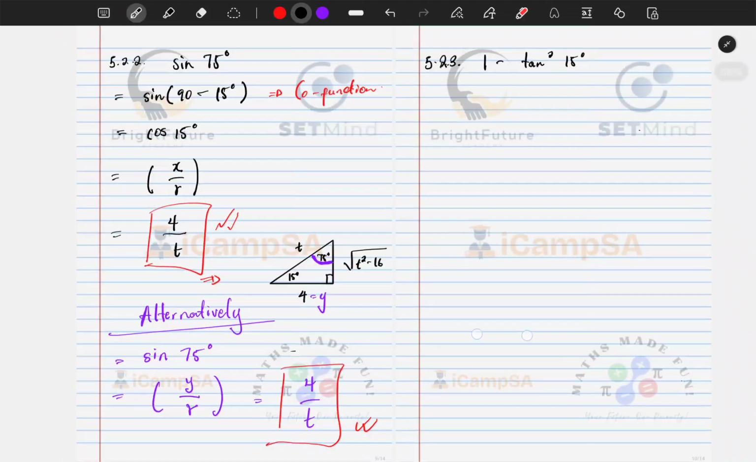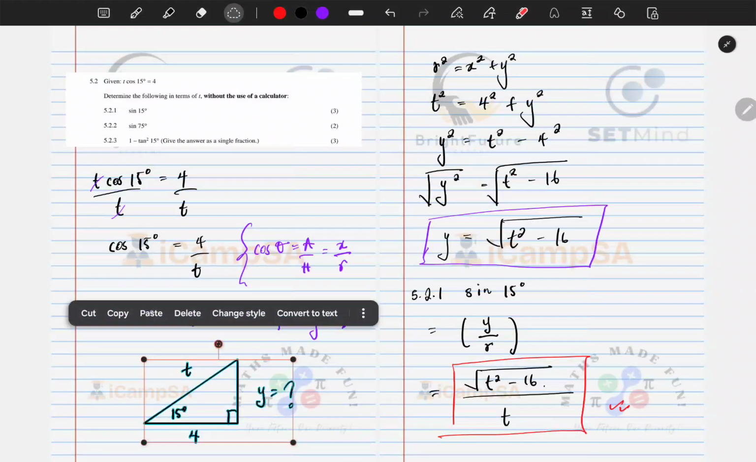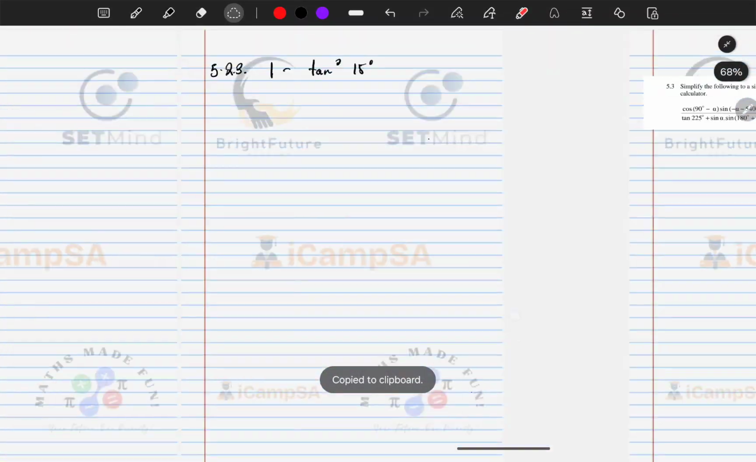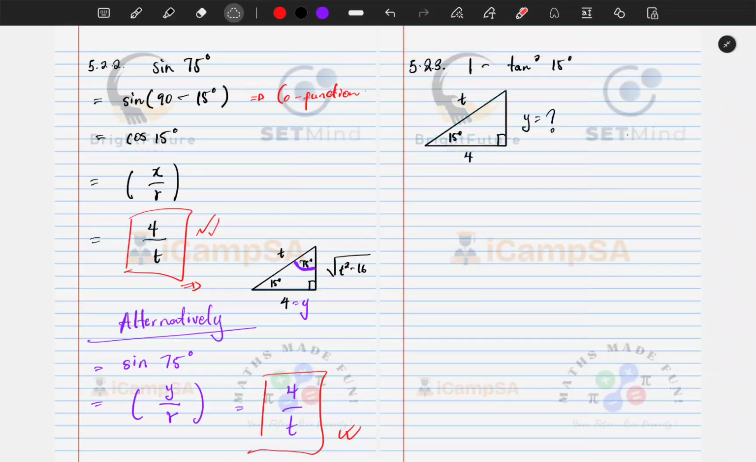So we are still going to rely on our triangle to assist us. We can just put it here, and this is going to be the root of t squared minus 16. In order for us to do that, we are just going to say 1 minus, we need tan of 15, so this is going to be opposite over adjacent, so it's y over x, all squared.